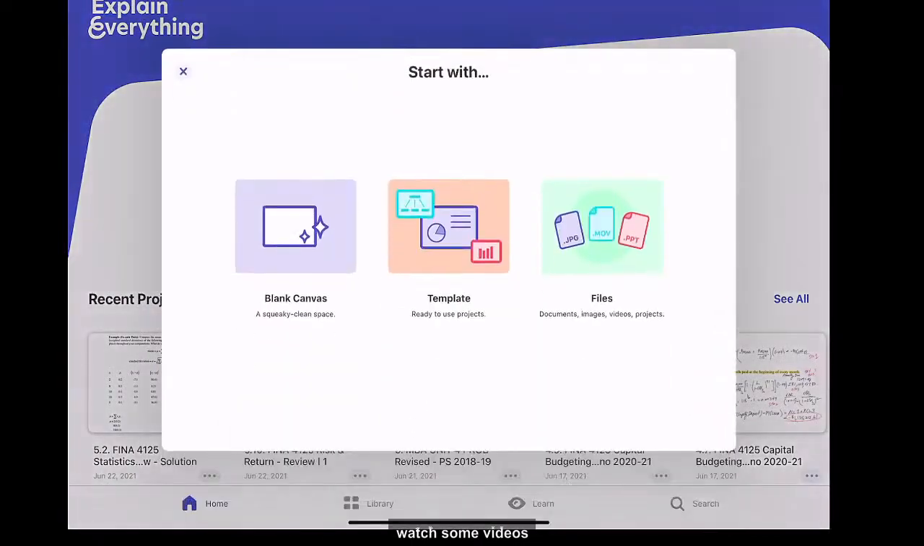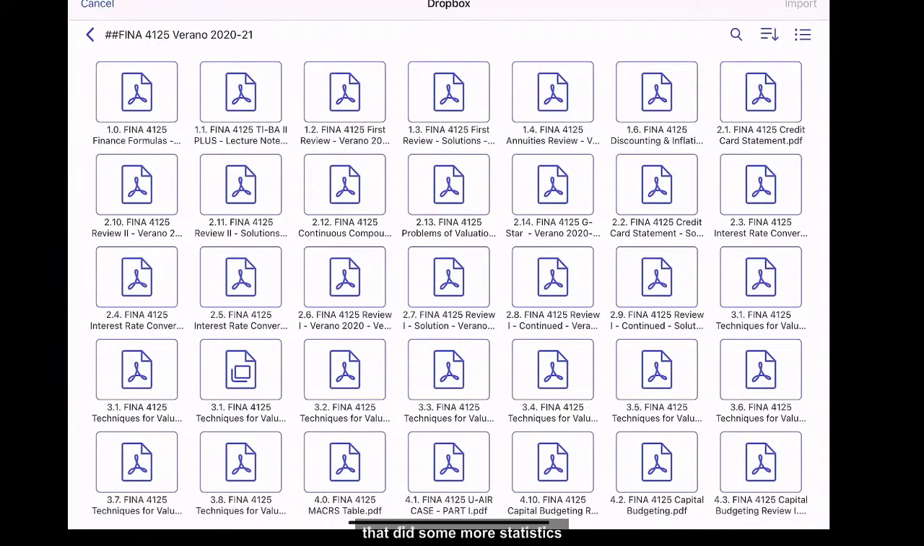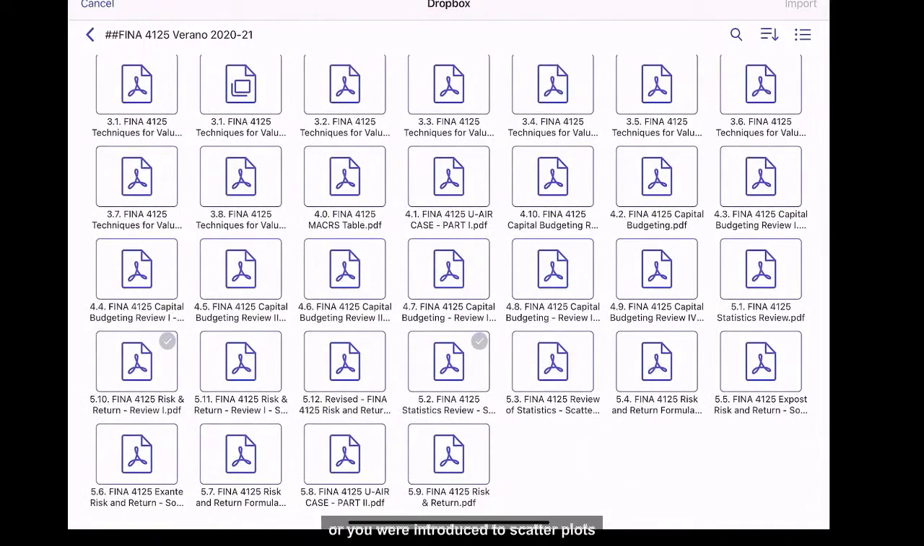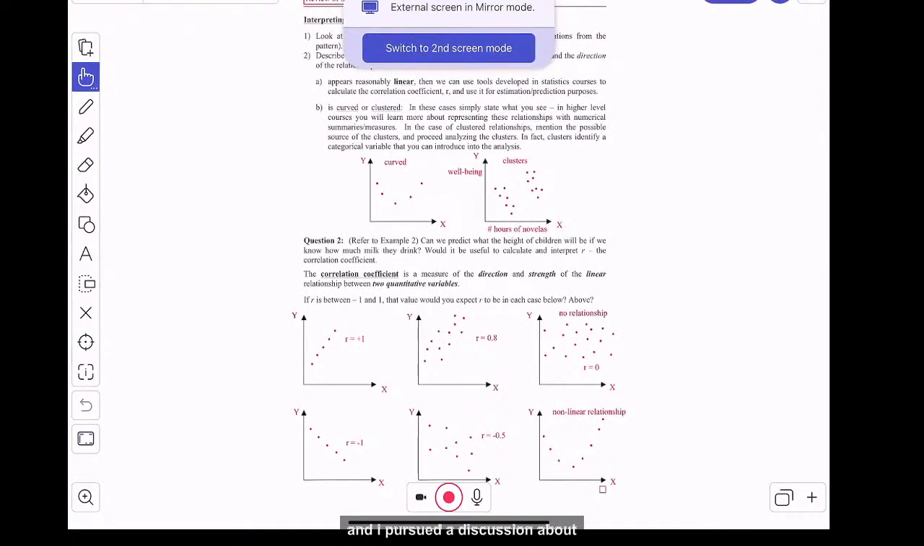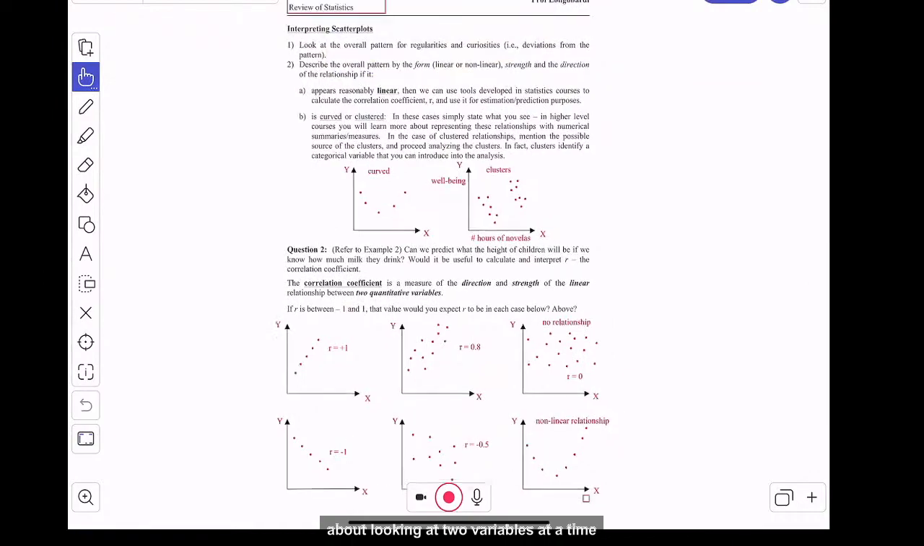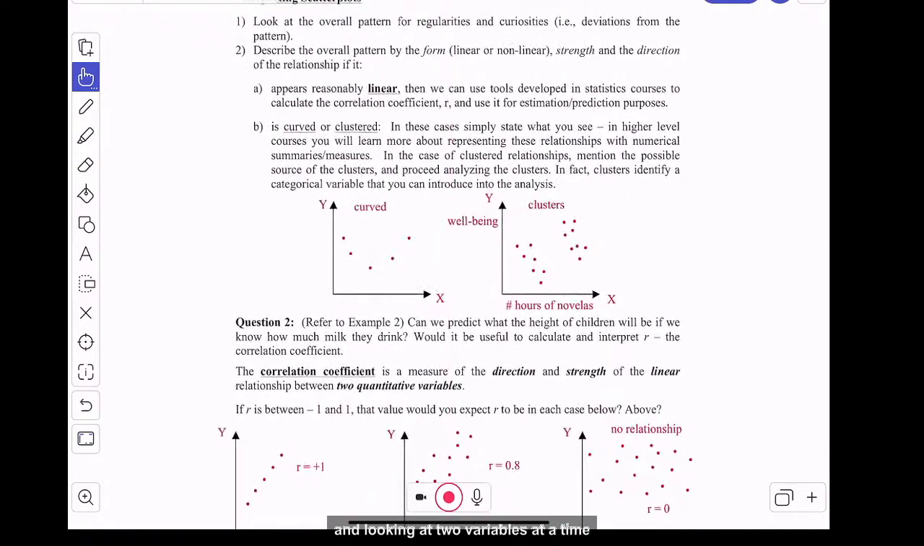And then I asked you to watch some videos that did some more statistics. In particular, you reviewed or were introduced to scatter plots. And I pursued a discussion about looking at two variables at a time, where we look for a linear relationship or trend between those variables. And I talked about the correlation coefficient. So if you didn't have a chance to watch those videos, please do.